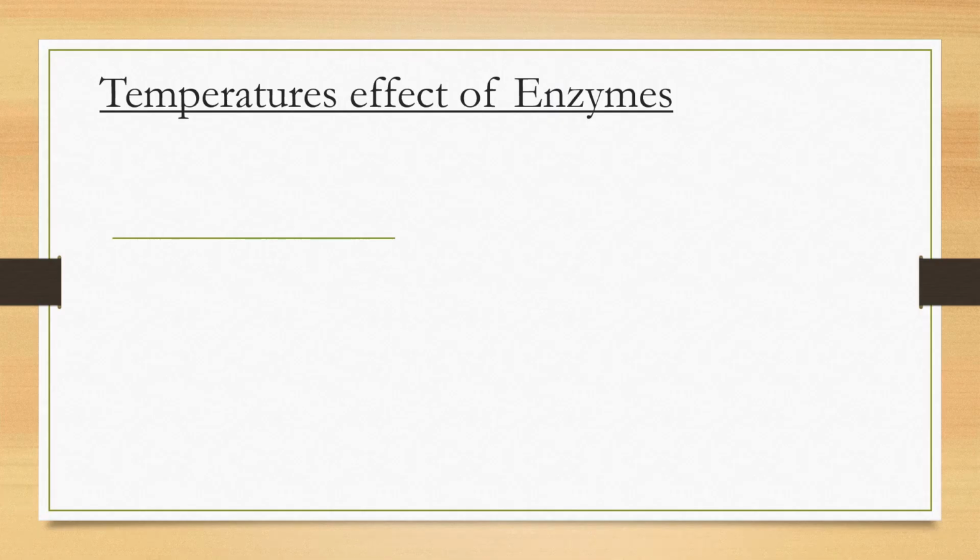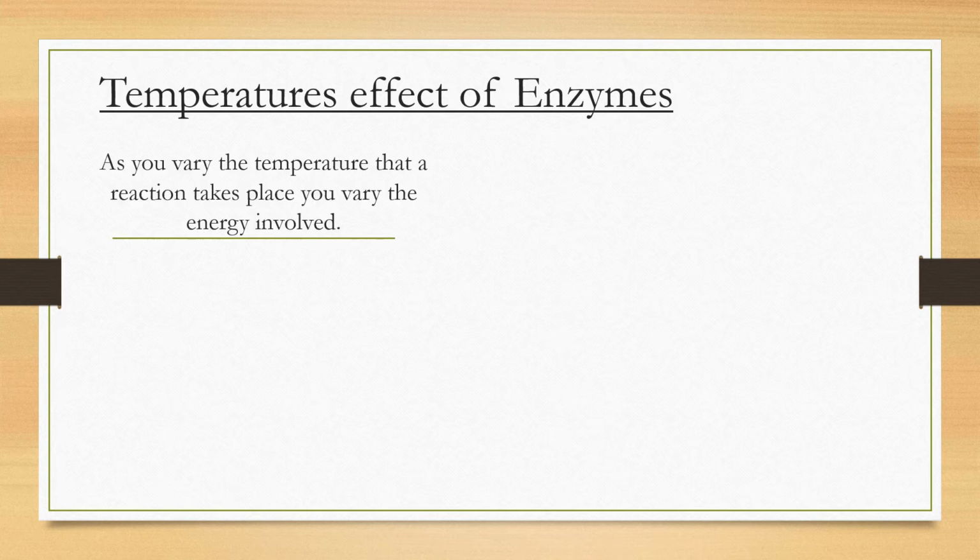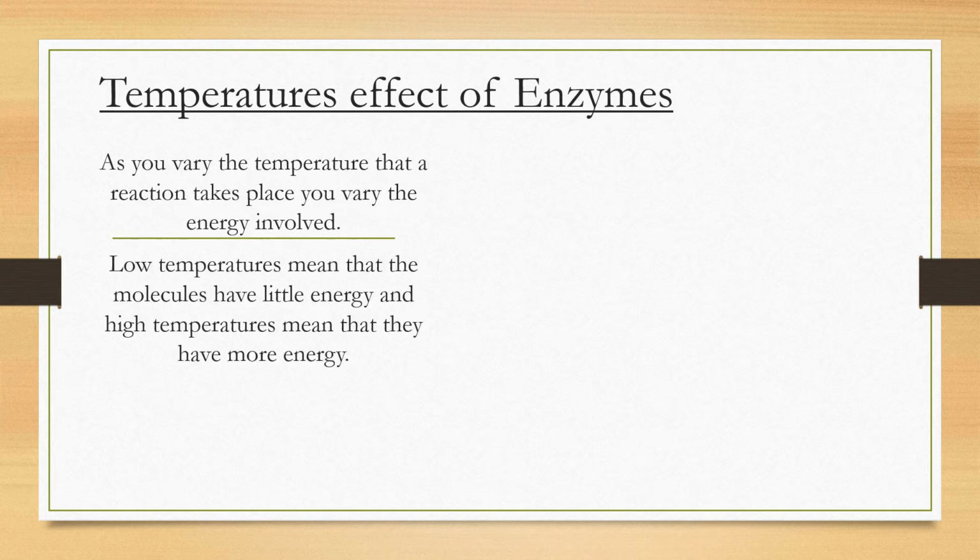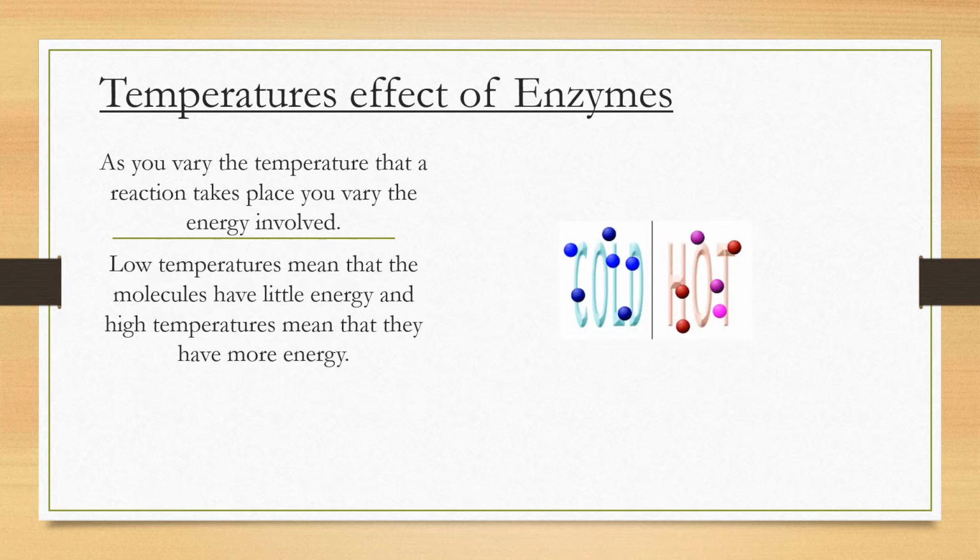To make a conclusion, we need to know how temperature affects enzymes. As you vary the temperature that a reaction takes place at, you vary the energy involved. The higher the temperature, the more kinetic energy, so the more your particles move and bounce off each other. You learn in chemistry that the higher the temperature, the faster the reaction rate. Low temperatures mean that the molecules have little kinetic energy, and high temperatures mean that they have more energy, so there's more chance of them colliding.